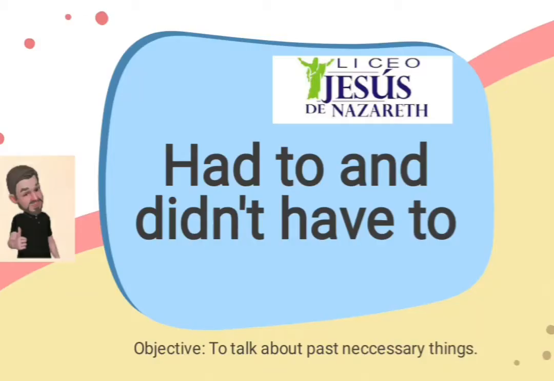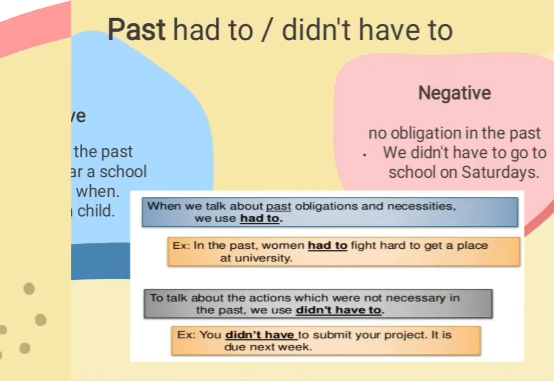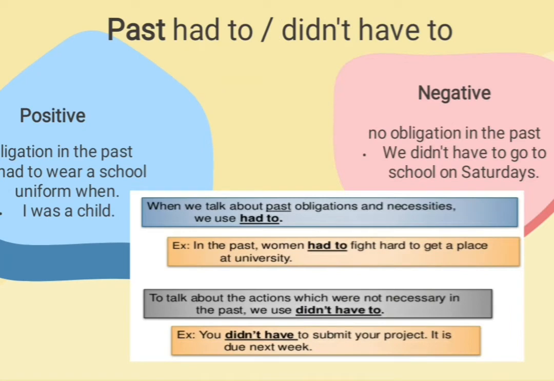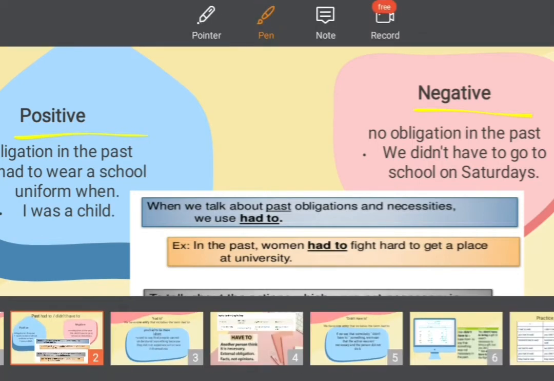Now we use had to and didn't have to when we talk about the past. In a positive way, it's an obligation in the past. For example, I had to wear a school uniform when I was a child. In a negative way is when we refer to no obligation in the past. For example, we didn't have to go to school on Saturday. Here you have these two examples, negative and positive.